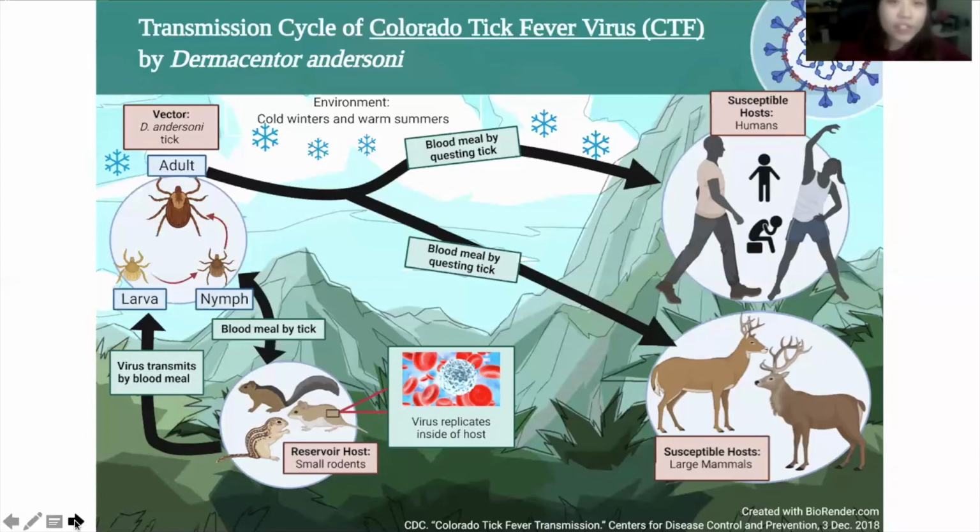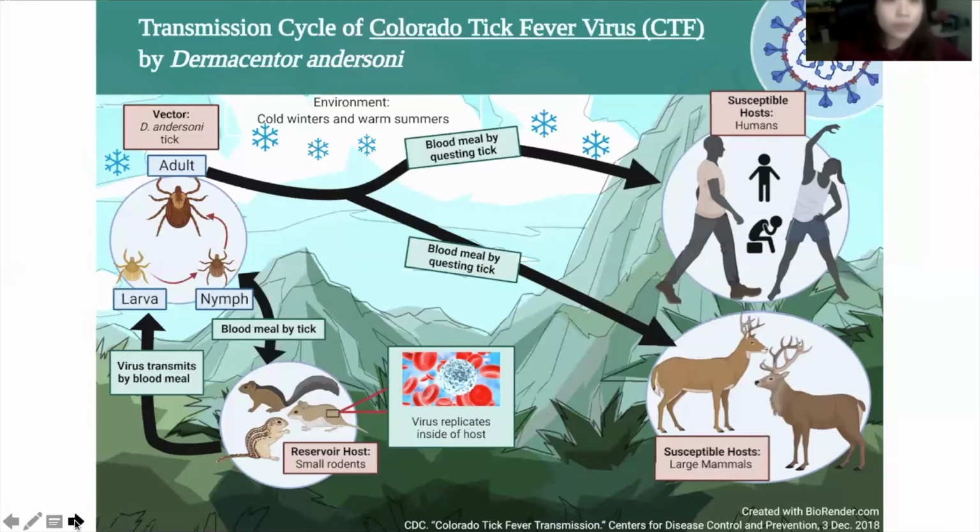And after the nymphs develop into adults, they do not fly or jump to find a host. Instead, they quest. While questing, the adult ticks hang out on the tip of the leaves or grass, their front legs poised in order to catch and grab any host passing by. The hosts are mainly large mammals and humans.